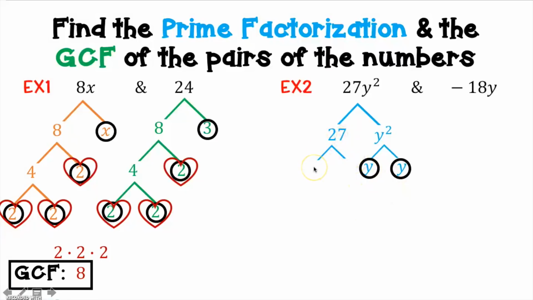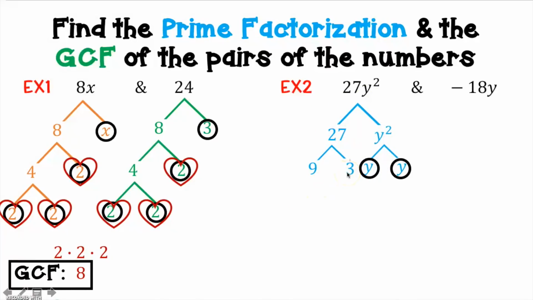For 27, I picked 9 and 3. You could do 3 and 9. 1 and 27, you don't want to do something like that because that's just using its prime numbers, and you're going to be stuck in an endless loop if you're writing that number over and over and over again.